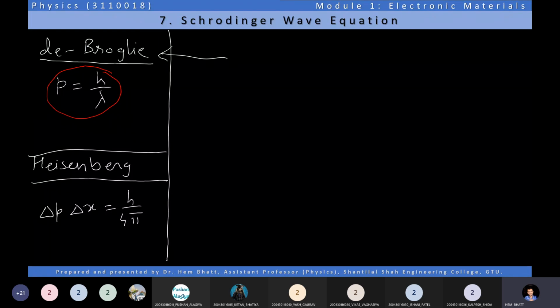So de Broglie said that the wavelength of matter wave should be h by p, that is lambda is equal to h by p. આવું પહેલી વાર કીધું હતું. So lambda is called de Broglie's wavelength of the particle.